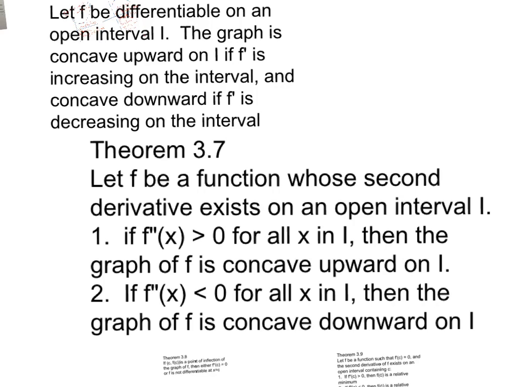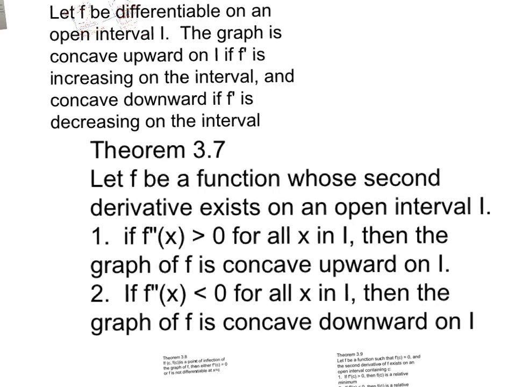Okay, this theorem tells us that if the second derivative f double prime is positive for all x on the interval, then our graph is concave upward. And if our second derivative is less than 0, in other words, if the second derivative is negative for all x in the interval, then the graph is concave downward.